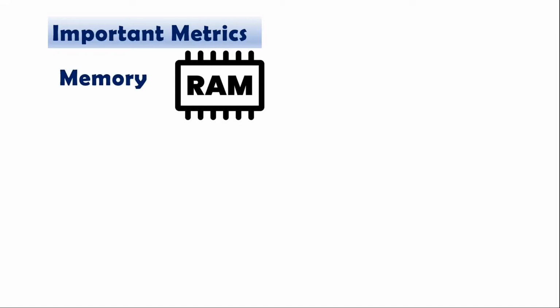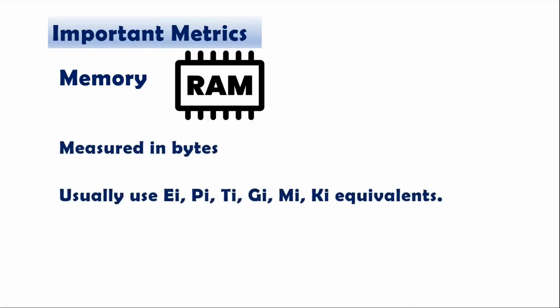Memory is measured in the same way in OpenShift as in regular infrastructure. That means it's measured in bytes, kilobytes, megabytes, gigabytes, terabytes, petabytes, or exabytes, just like in the rest of the world.